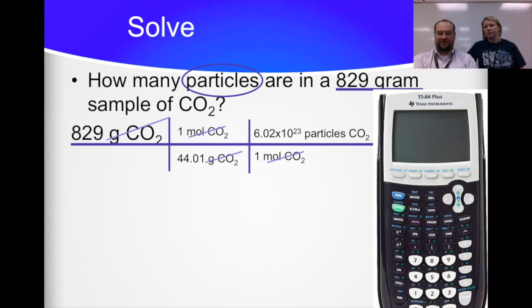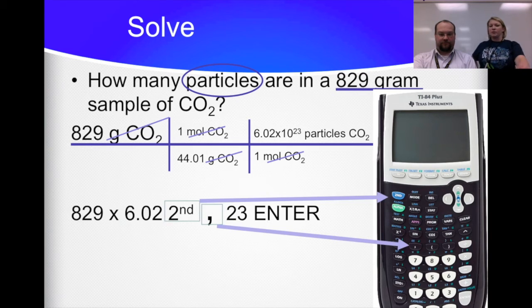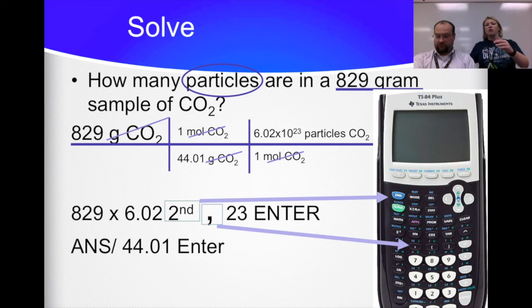Then here's your calculator. In your calculator, you're going to press 29, hit the multiplication sign, then press 6.02. Now here's the tricky part. You must press the second function button, then the comma, which is the button right above the 7, and then hit 23 and hit enter. Then you're going to hit divided by, which will then say answer. You divide it by the mass on the bottom, 44.01, hit enter, and you get an answer of 1.13 times 10 to the 25th.